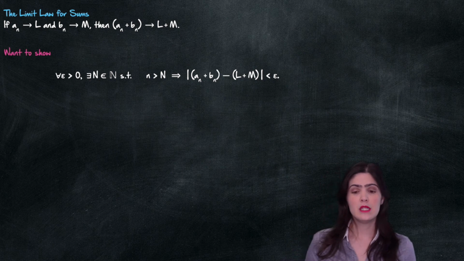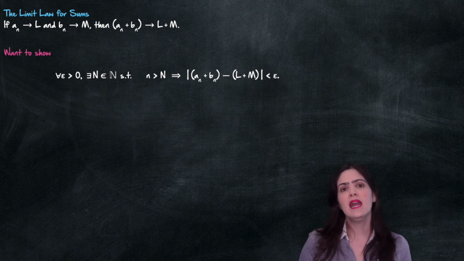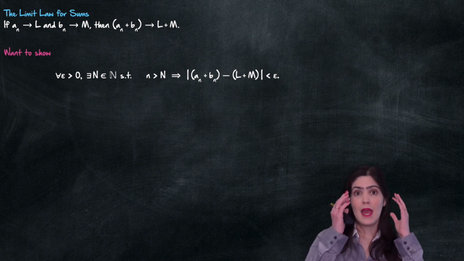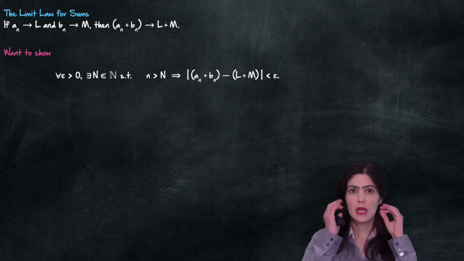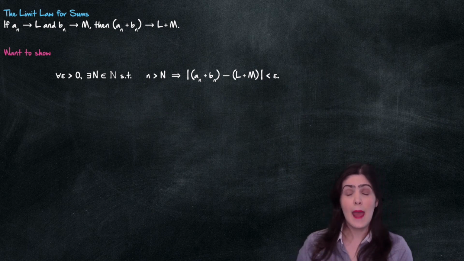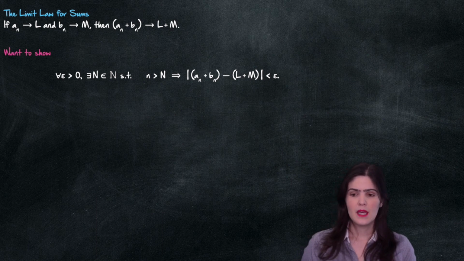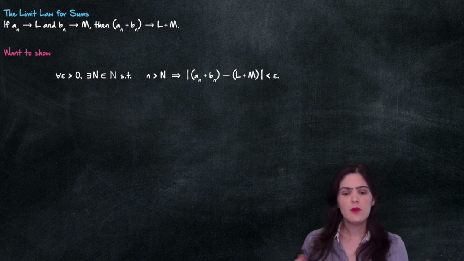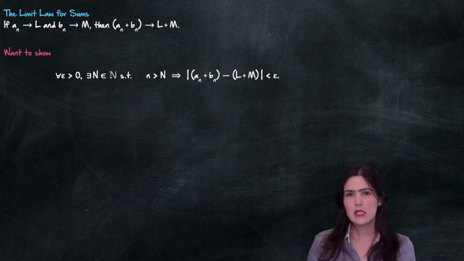And the definition is that, well, for every epsilon positive, there exists an n, a capital N, such that if n is bigger than capital N, then the absolute value of an plus bn minus L plus M is less than epsilon. Okay. And then, well, we have here a statement that has a bunch of quantifiers. We've seen statements that look like this before.